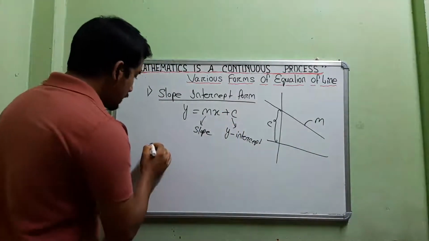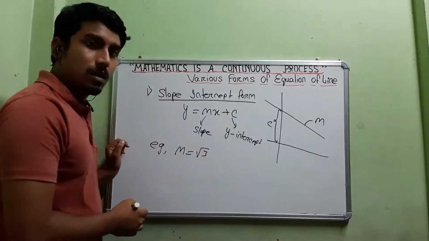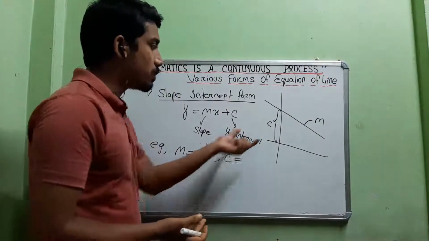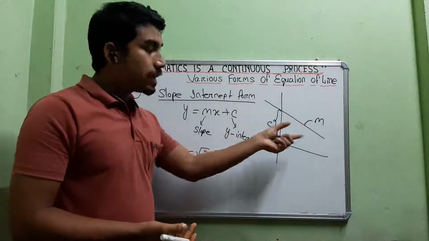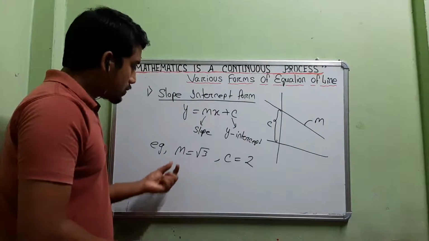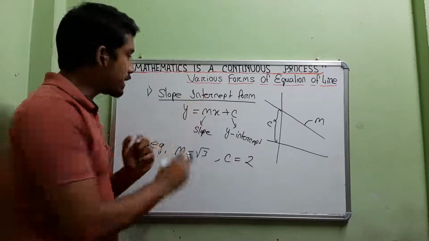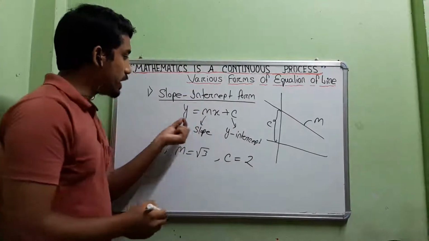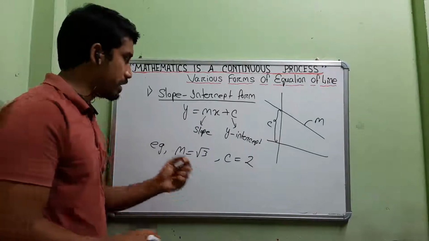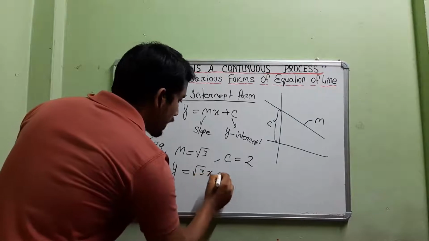Suppose I am giving a related example. Suppose the slope of the straight line is √3, and the y-intercept, meaning the length the straight line is cutting from the y-axis, is 2 units. So you have the slope and the y-intercept, so we can get the equation of the straight line using the slope intercept form. Just put the values. So we will have y equal to √3x plus 2.